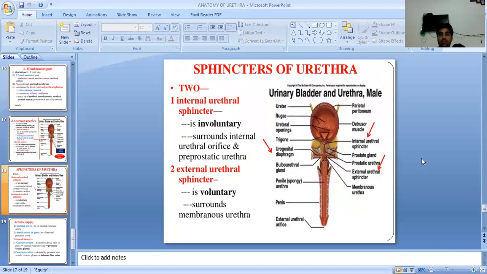Sphincters of the urethra. There are two types of sphincter: the internal urethral sphincter and the external urethral sphincter. The internal is involuntary. It surrounds the internal urethral orifice and pre-prostatic urethra. Second, the external urethral sphincter is voluntary and surrounds the membranous urethra.